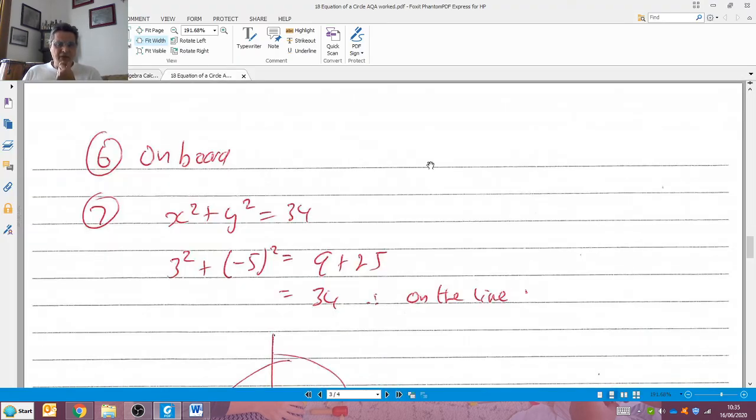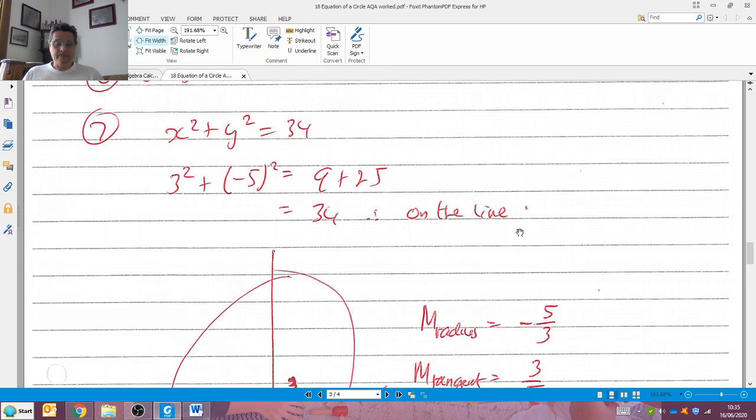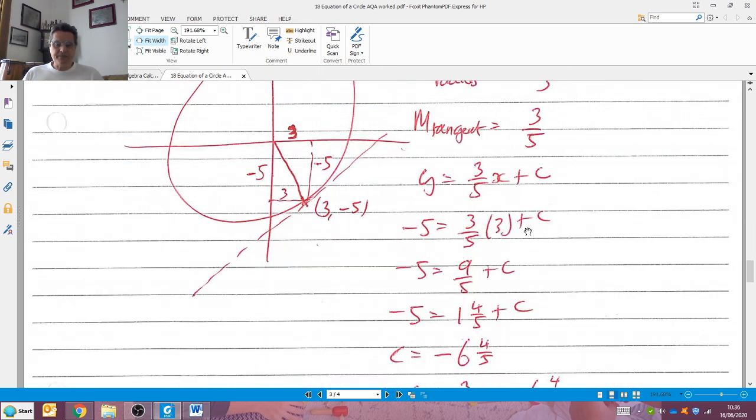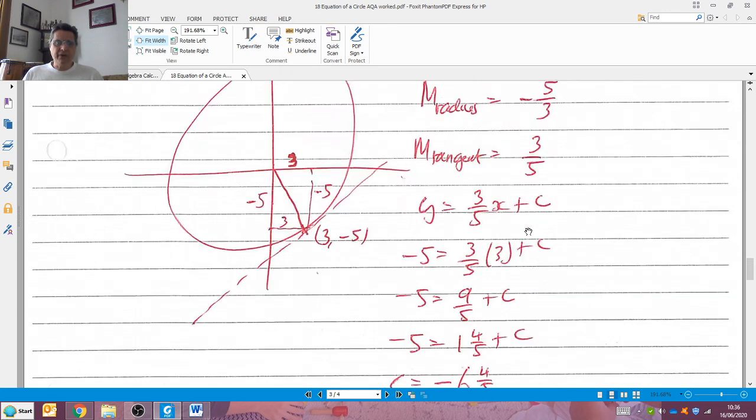So does it lie on the line? Well, we're given the point 3, minus 5. Well, 3 squared is 9. Minus 5 squared is positive 25. 9 plus 25 comes to 34. So it's on the line. So these two coordinates, when plugged into the equation of that circle, do come to 34. So that point belongs. Done. Again, this is going to be easy compared to question 6. Yeah, I've shown it all right.